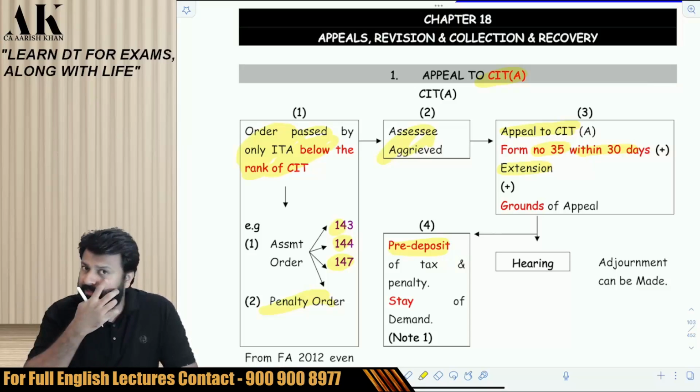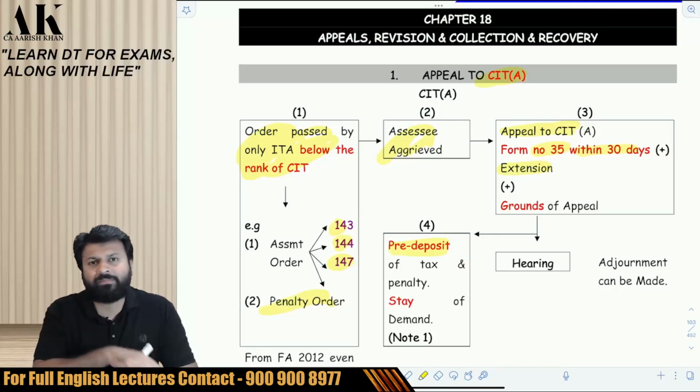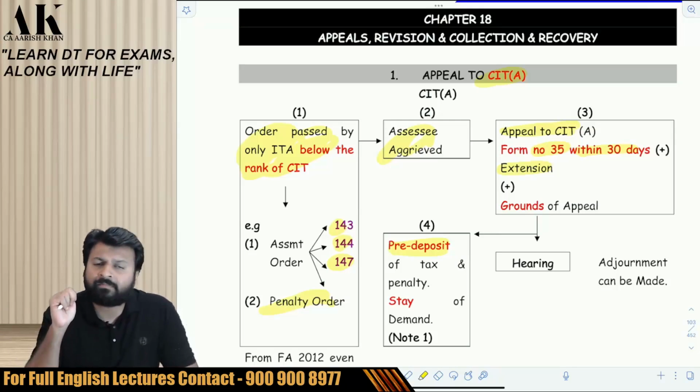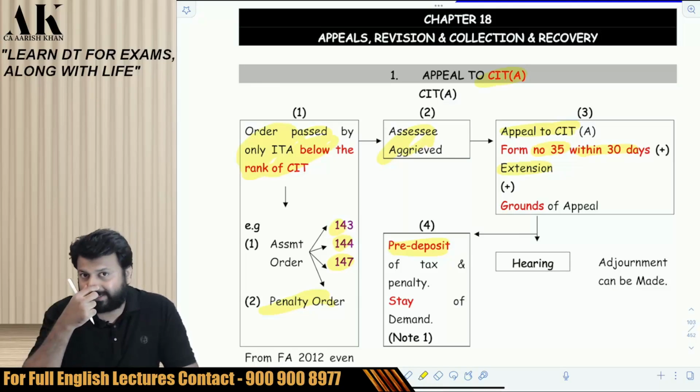Can I get a stay? If there is a genuine reason, you can make an application to the department and they can give you a kind of stay on payment of tax, and you can file an appeal without even paying 20% tax. By default, you have to pay 20% tax. But if you have genuine financial hardship, then you can make an application to CIT appeal and he might stay your payment of tax.